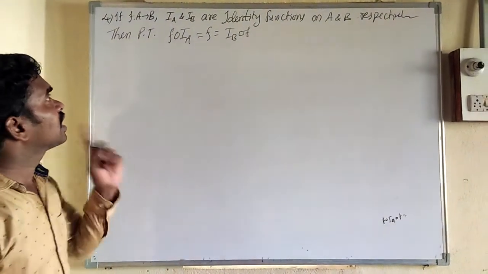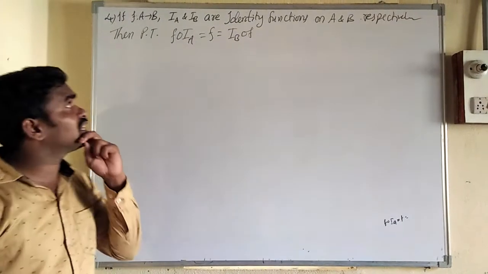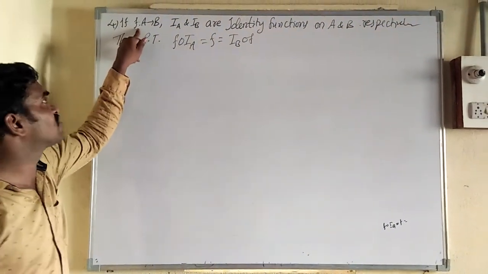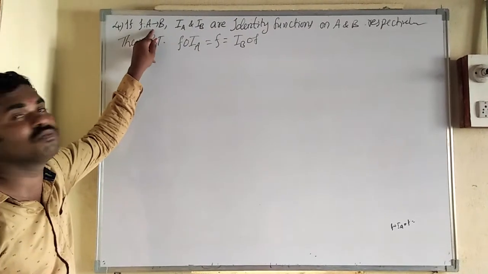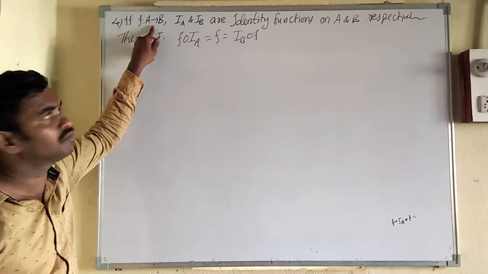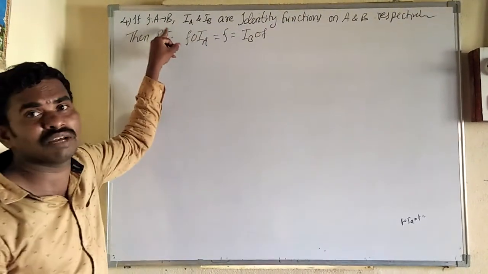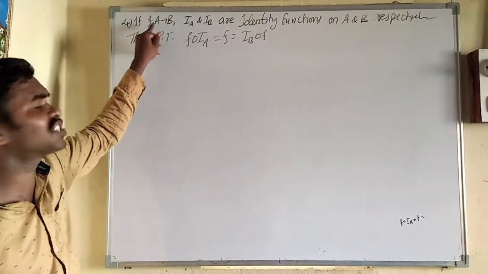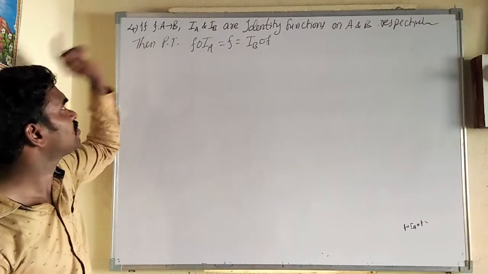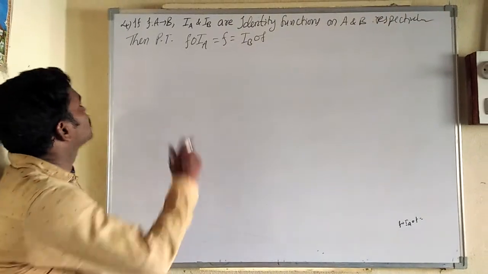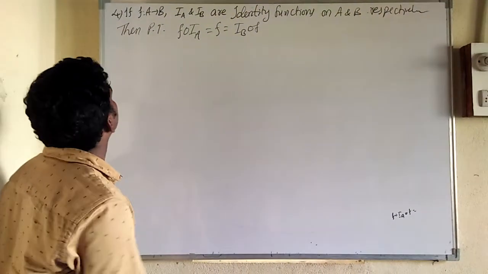Can you observe the difference in this function F? In the previous first, second and third questions, F from A to B is a bijection. But here, is it a bijection? Nowhere is it mentioned about bijection. So it is just a simple function. F is a function, that's all. You just remember.